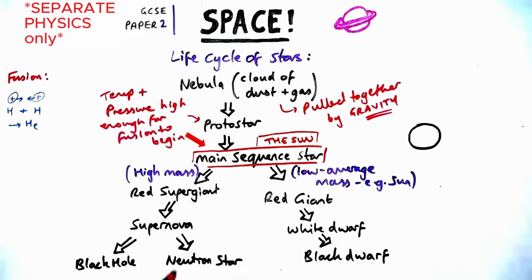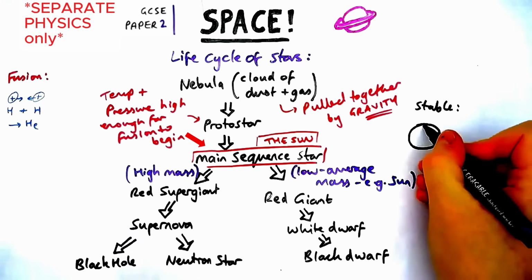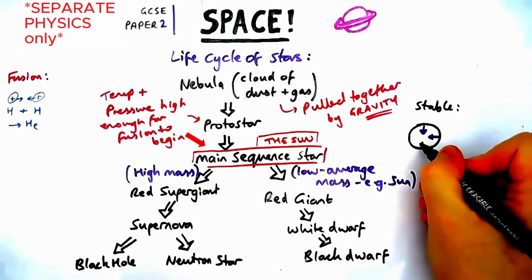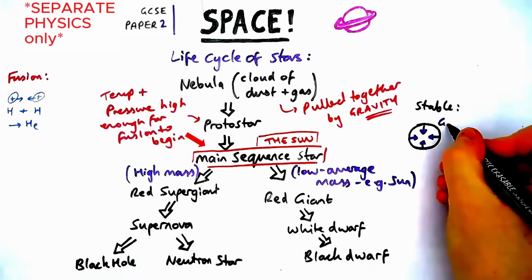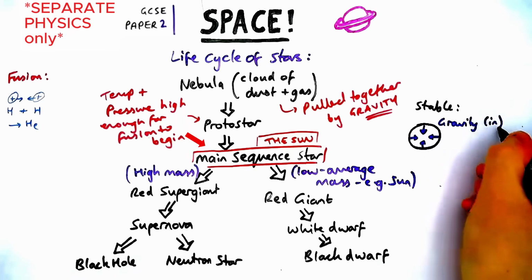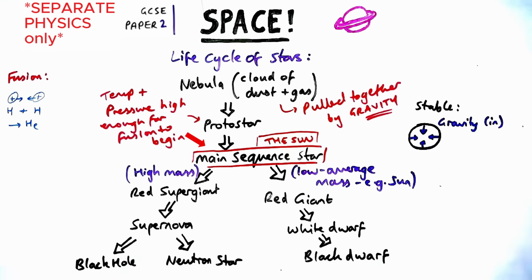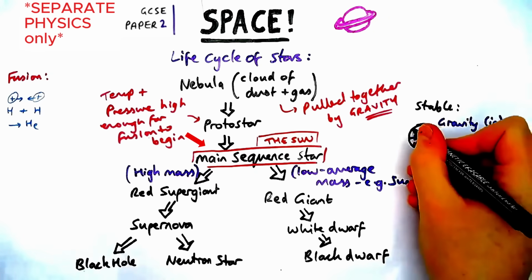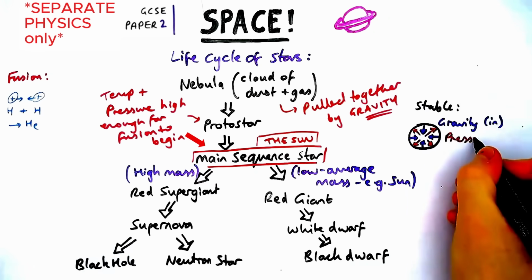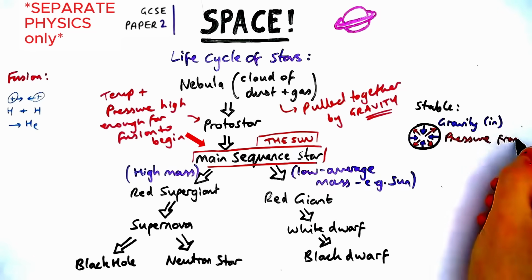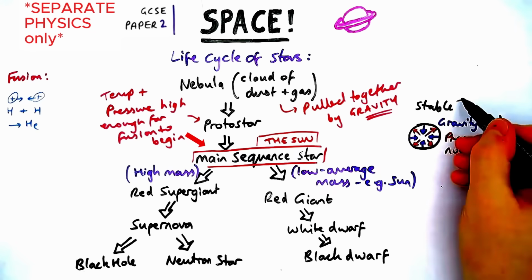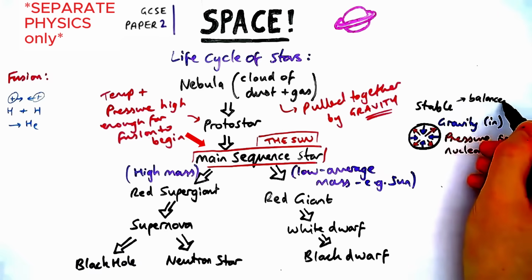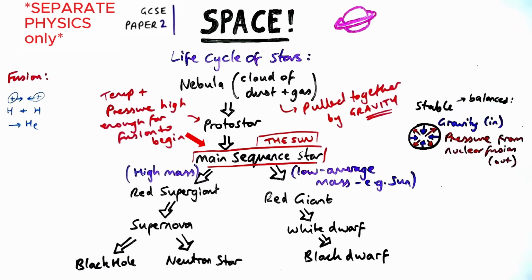Now, it's a very stable phase. Stable meaning the forces acting on it are balanced or in equilibrium. So the forces that are going inwards are gravity pulling everything inwards. The forces outwards are a bit trickier to describe, but they are caused by the thing we just talked about, nuclear fusion. Nuclear fusion releasing energy, and you'd say a phrase like pressure from nuclear fusion. Now, if those forces are equal or balanced, then the star stays the same. Basically, that's why our sun doesn't change day on day. It doesn't get bigger or smaller.